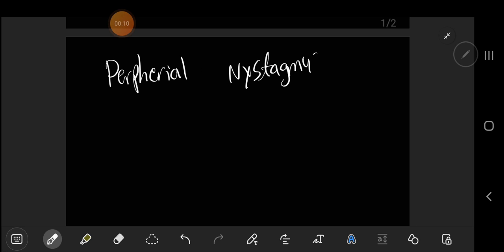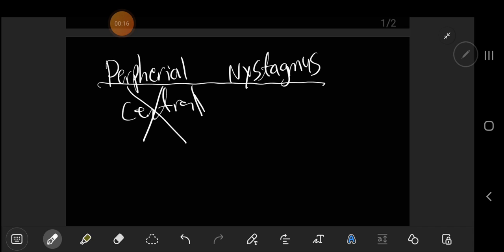Okay, let's try to understand the idea of peripheral nystagmus. Now, understand that I'm talking about peripheral nystagmus and not central nystagmus. Not central nystagmus. We're talking about peripheral nystagmus because they are different, so it's important to understand the difference between them.